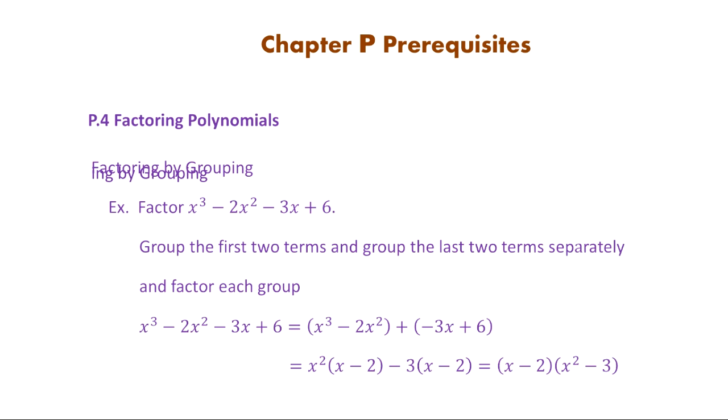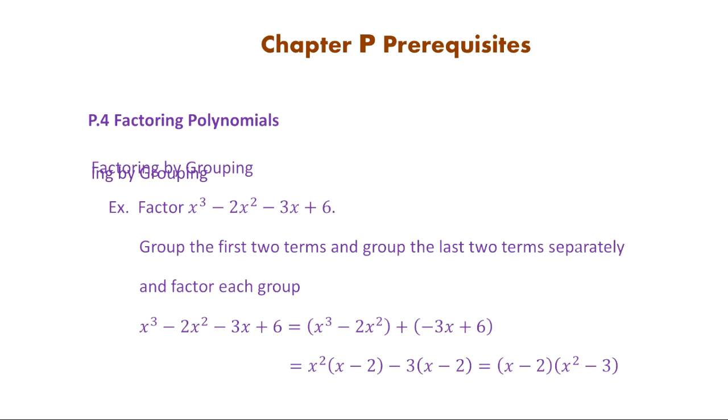So why don't we group x cubed and the negative 2x squared, and group negative 3x with 6. Then you factor x squared from the first group, so you get x squared times x minus 2. And then you factor -3 from the second group, so that becomes -3 times x minus 2.